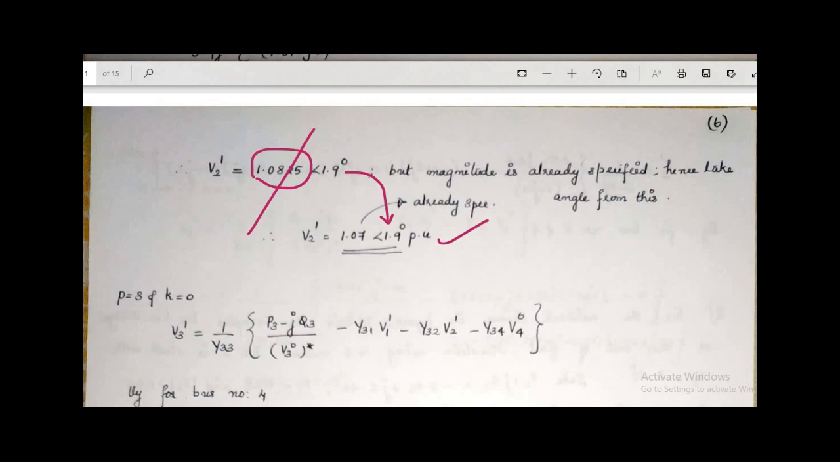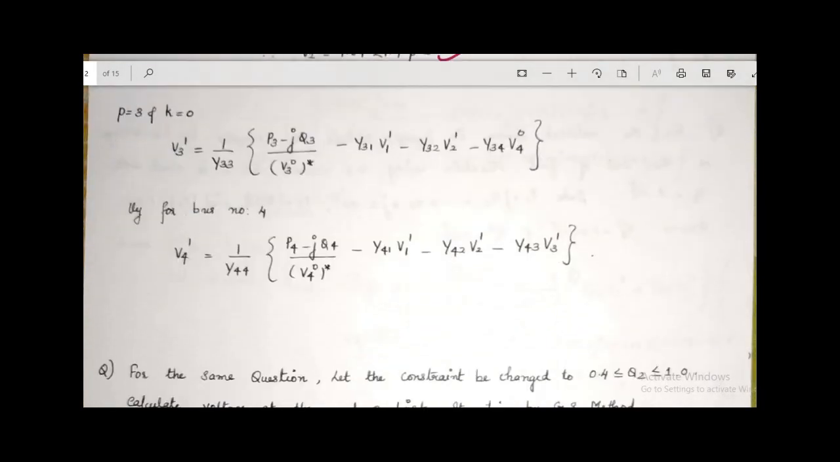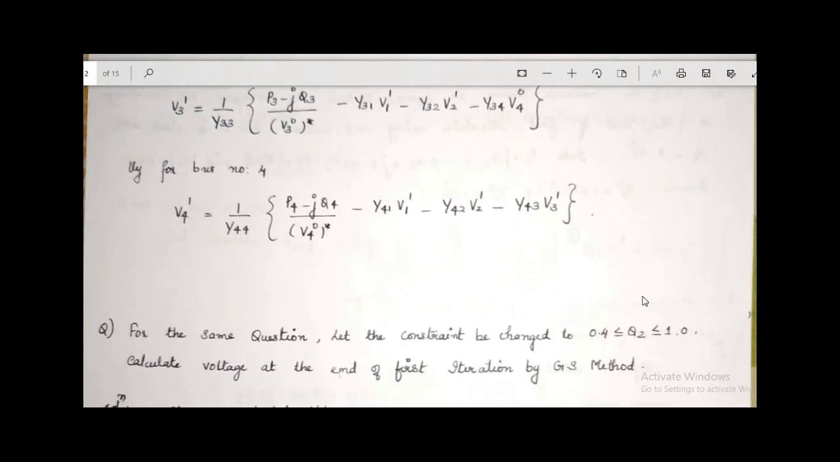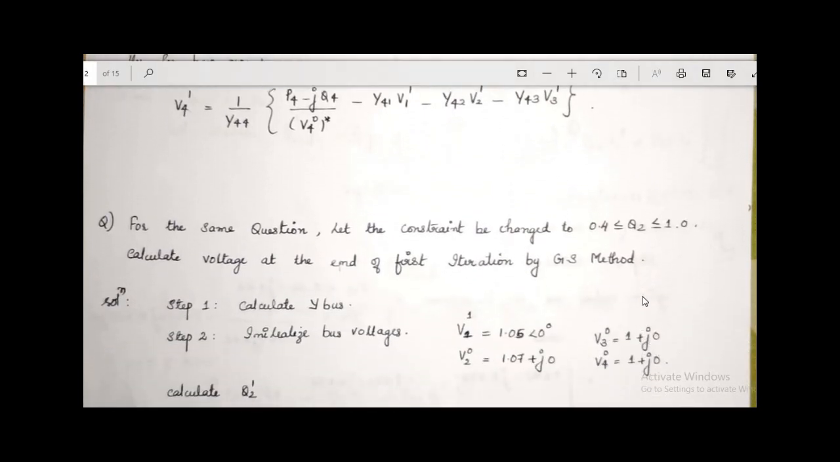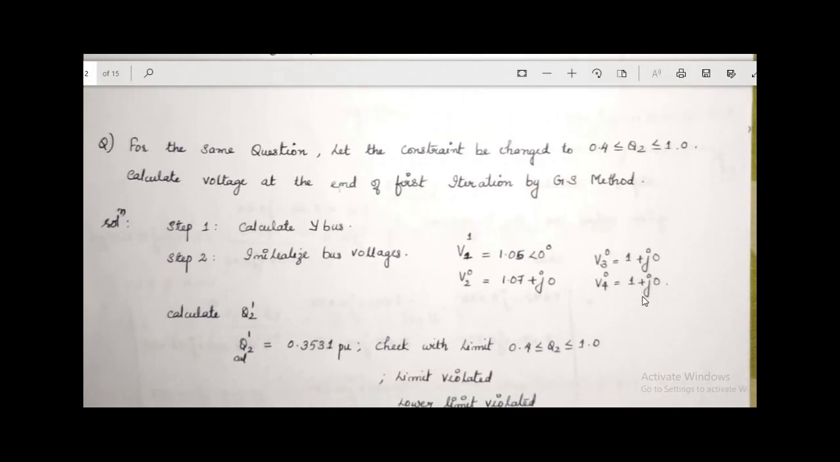Now no issue, because the third and fourth buses are load buses, so you proceed in the similar fashion. So this is the case. Once a generator bus is there, you need to calculate the reactive power and check its value against the limits. That's it.